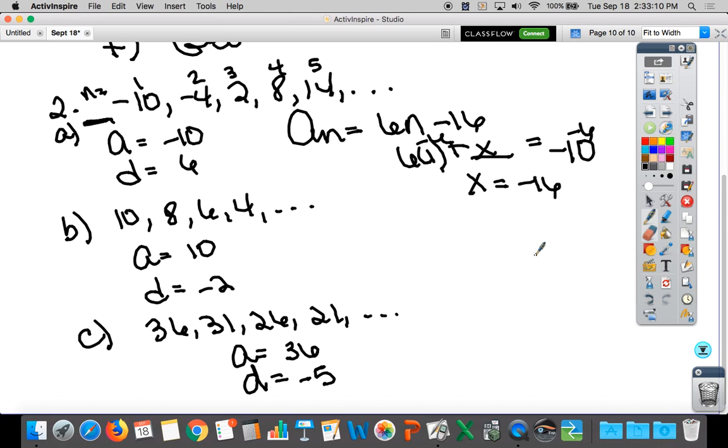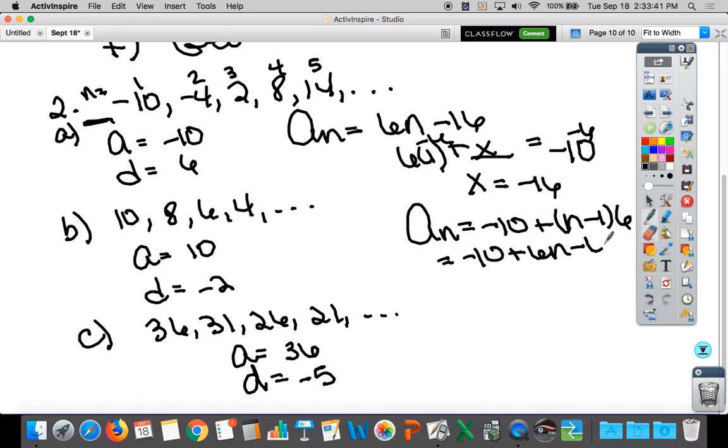I'm fixing to show you a third method. So you can take it back to 0. You can plug in the n is 1 plus something would equal negative 10. That gives you the formula. And here's the last one. Use the 1 at the top. A sub n equals A. What is my A? Negative 10 plus n minus 1 times 6. And we need to simplify that. Negative 10 plus 6n minus 6. A sub n is 6n minus 16.